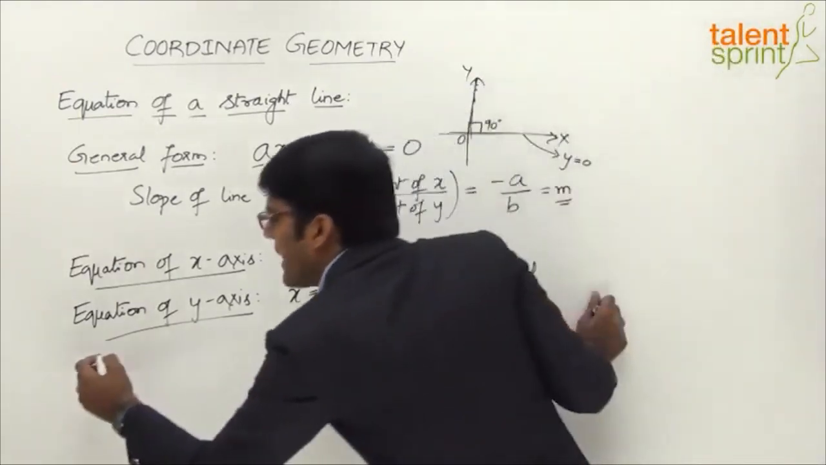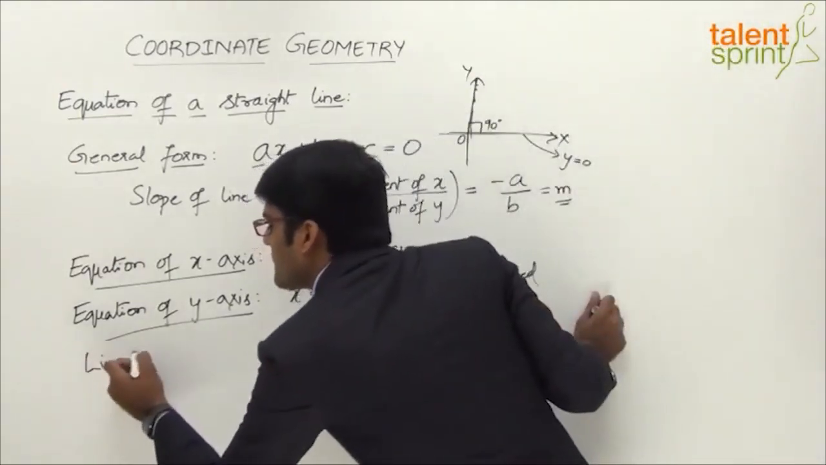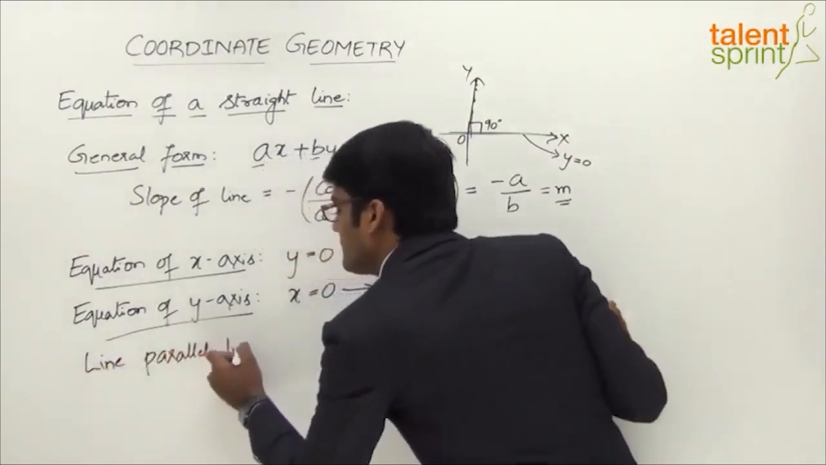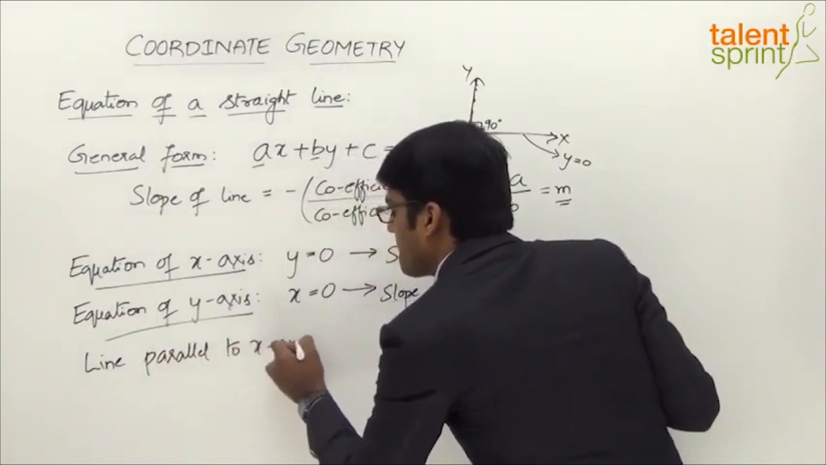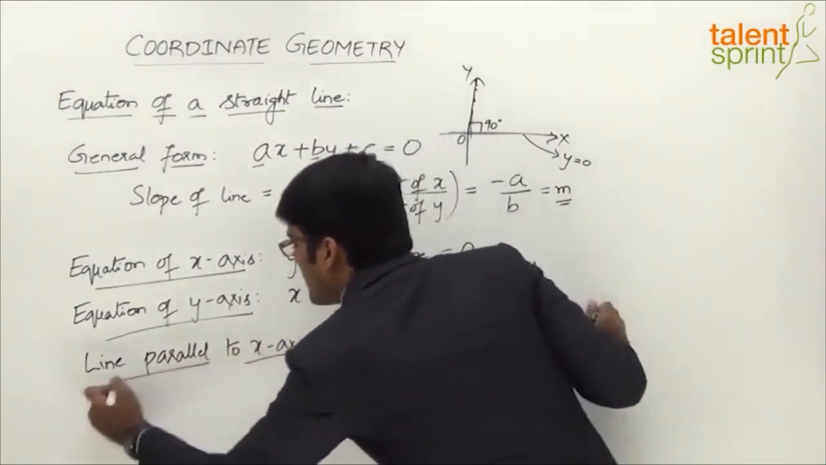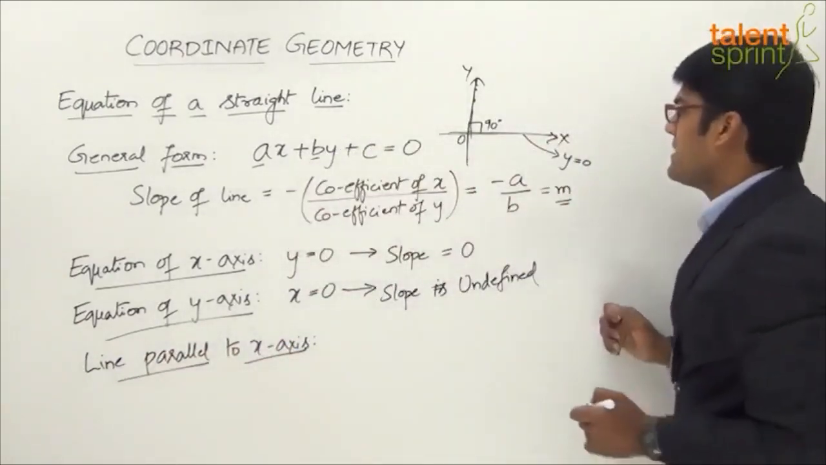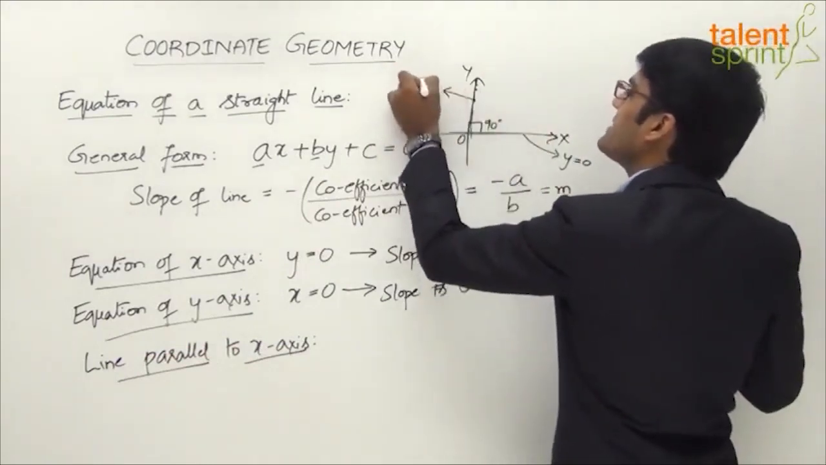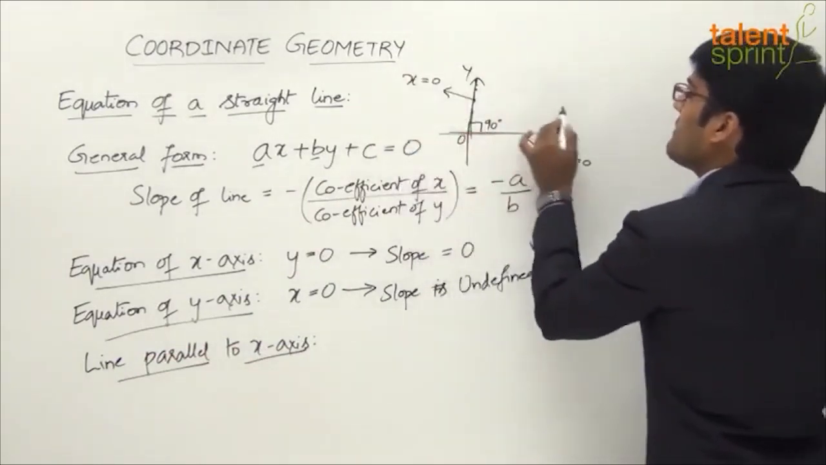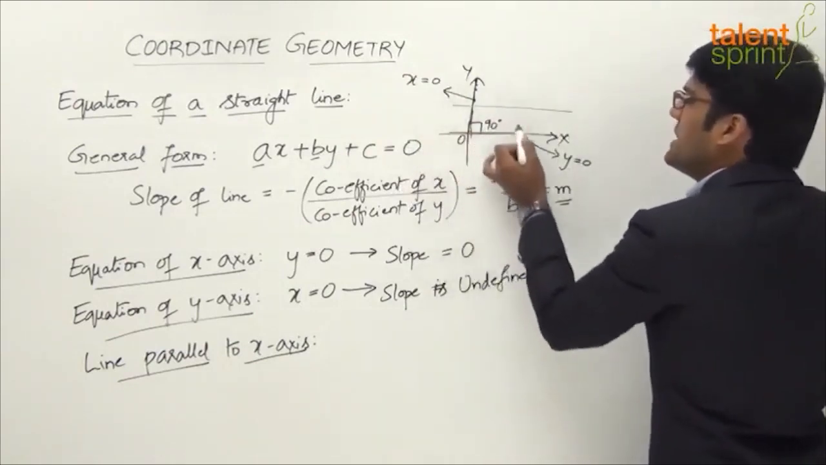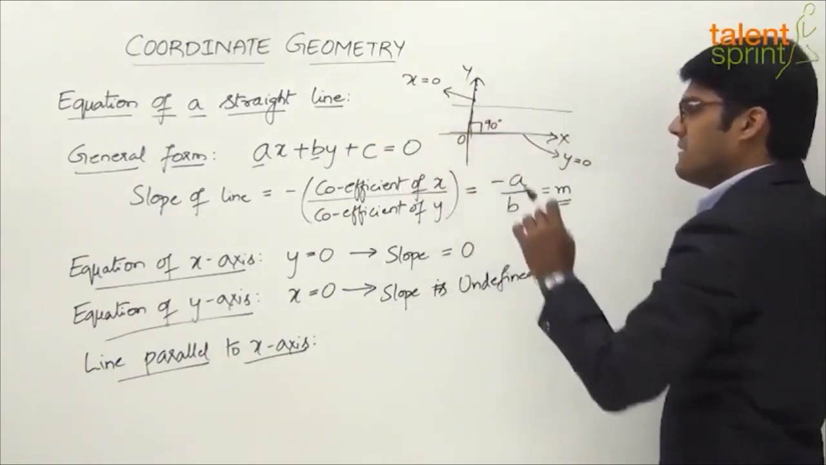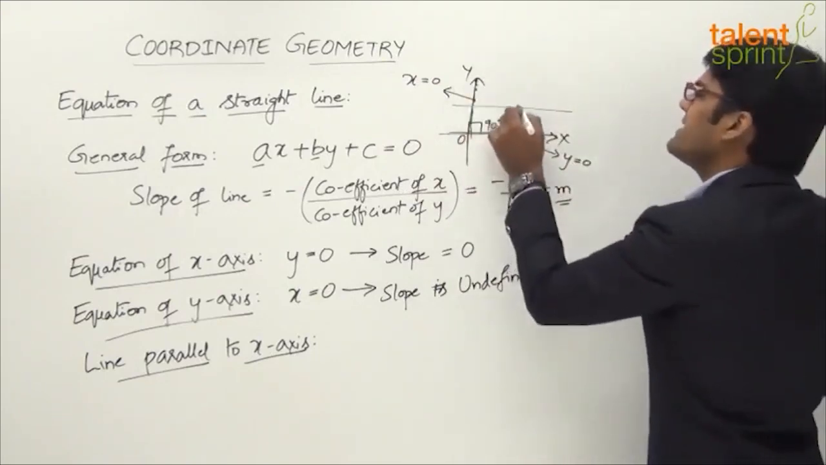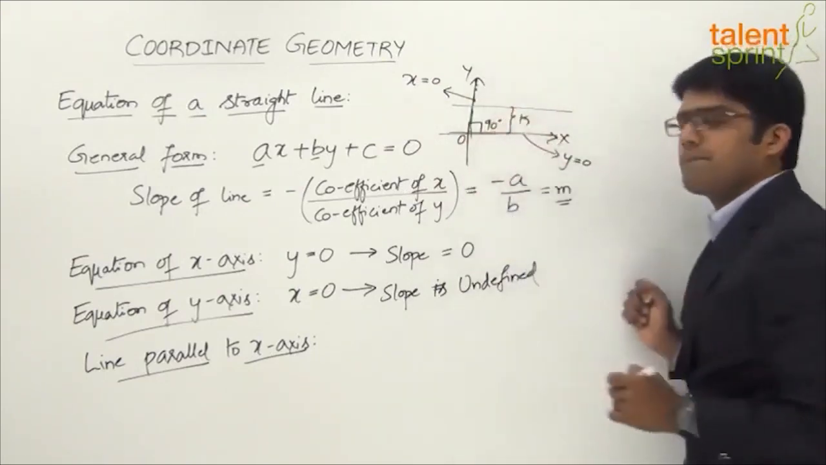Let us also look at the equation of lines which are parallel to x-axis and y-axis. Let's say a line parallel to x-axis. What will be the equation of a straight line which is parallel to x-axis? We have seen the equation of x-axis is y equal to 0, and the equation of y-axis is x equal to 0. Now let's look at a line which is parallel to x-axis. These two lines will never meet each other. There is a constant distance between these two lines. Let us assume that distance is k.